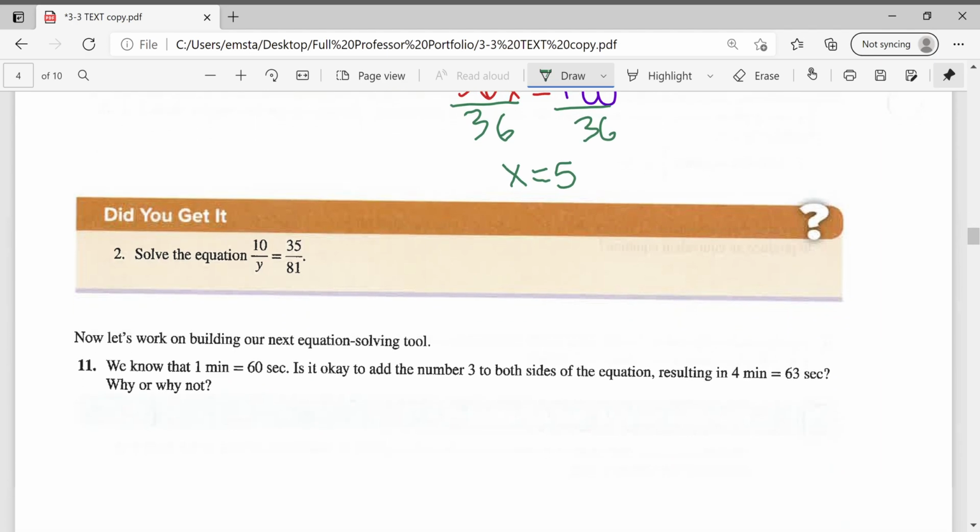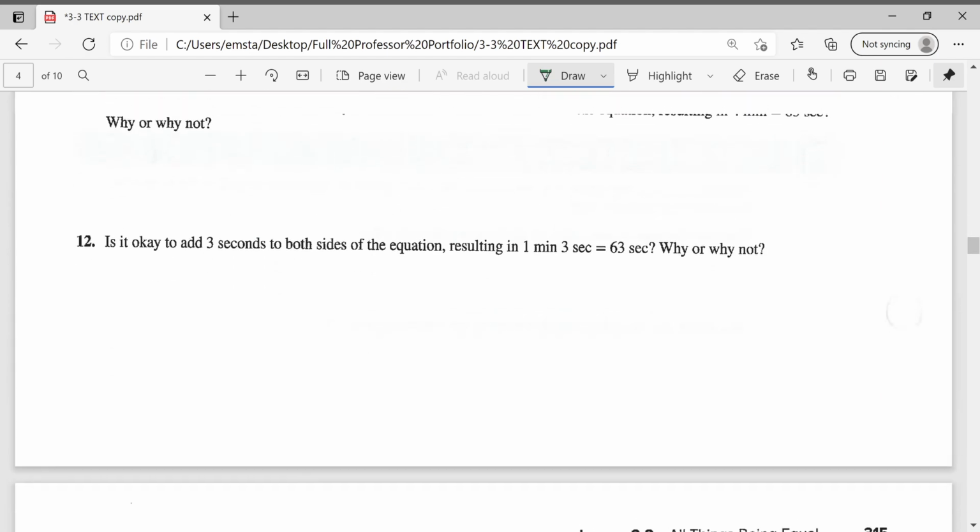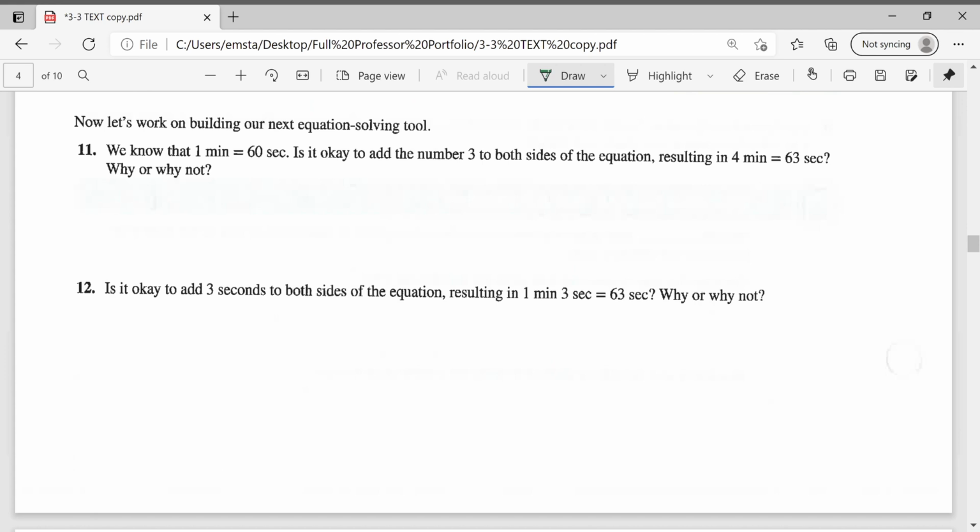All right, moving back to building our toolbox. We're going to look at number 11. We have found that we can multiply and divide both sides of an equation by the same number and not change the truth value. What about adding? They tell me that 1 minute equals 60 seconds. We know that's true. If I add 3 to both sides, I get 4 minutes equals 63 seconds. That makes absolutely no sense. And the reason it doesn't is because they're not the same unit of time.